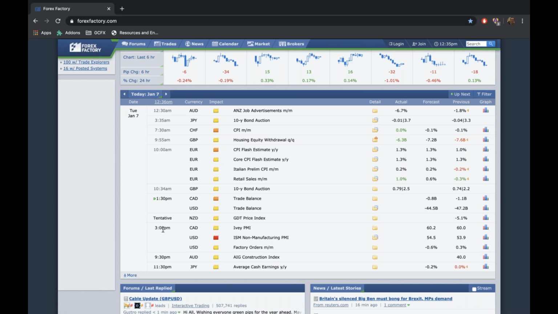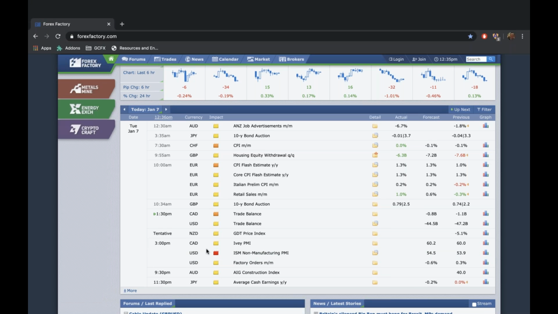So I've just got an alarm set at 74.80 on that pair, and I want to see what happens with this figure here. If we get a low reading, then I'd expect some US dollar weakness to enter into the market.